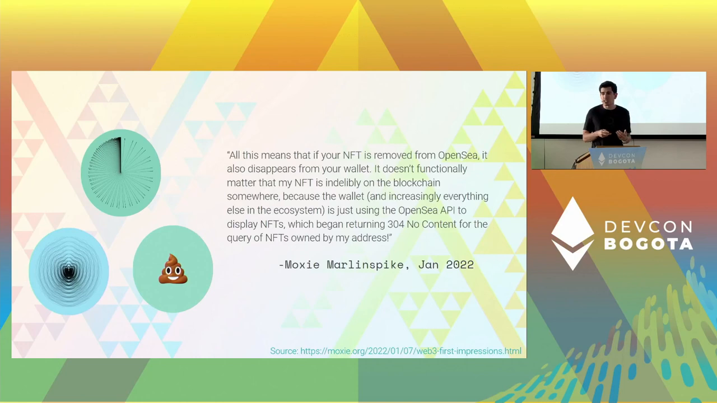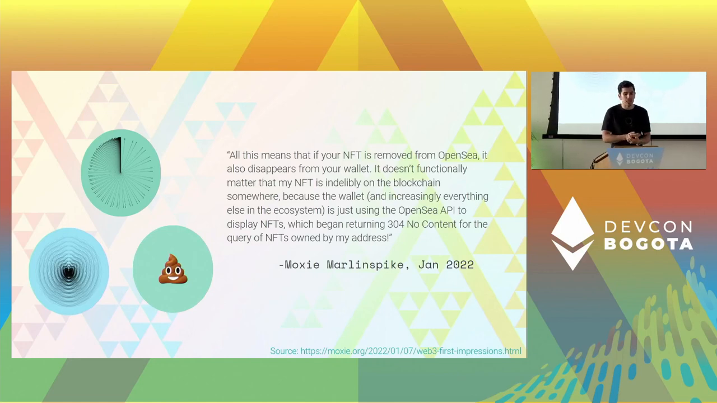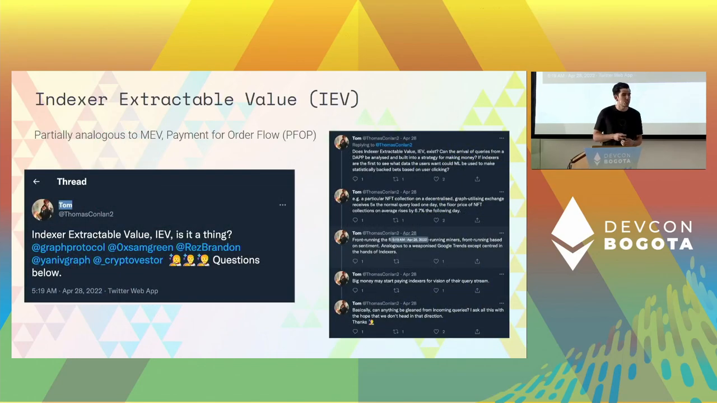But the problem was that so many other projects in the ecosystem were building on the OpenSea API that his NFT getting delisted from the OpenSea application also made it so that the NFT stopped showing up in wallets and all these other places where you would expect to see an NFT that you had purchased. So this is a real example of censorship that's happened just this year in the context of the blockchain data supply chain, for a use case that I think we all care a lot about.